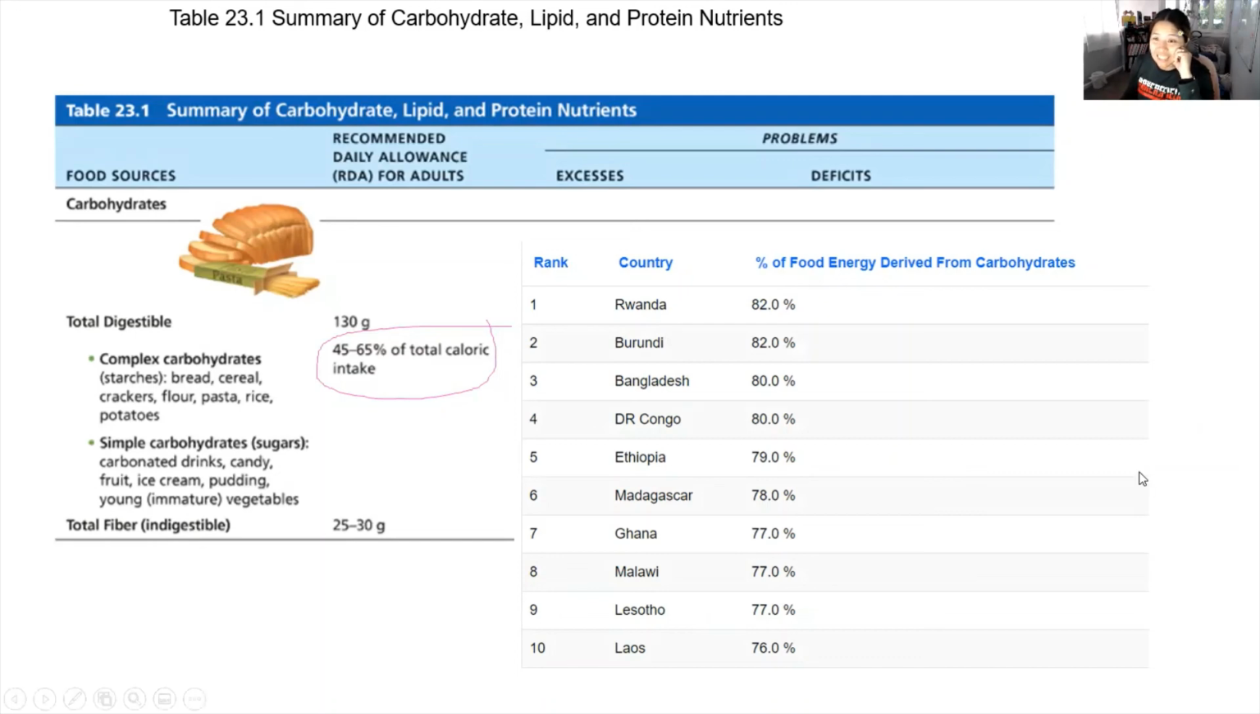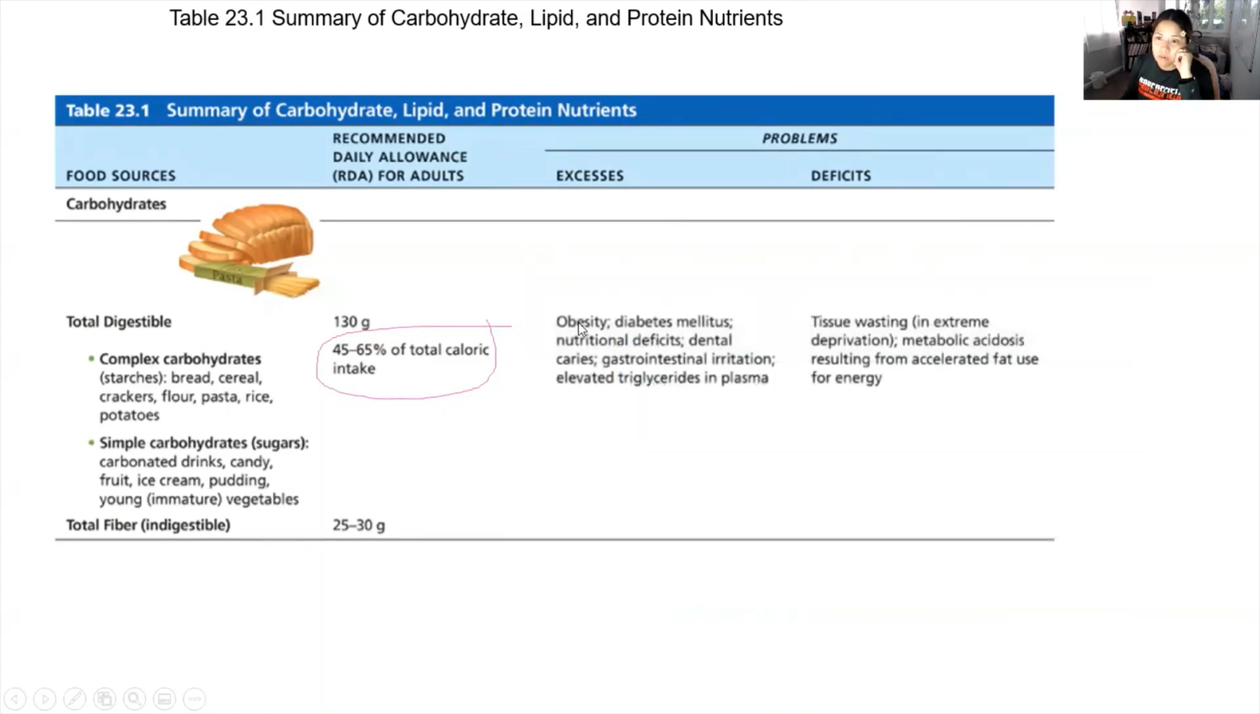So they are going to be lacking in protein, maybe lacking in fats, just because so much of their diet is coming from carbohydrates. If you do have excess carbohydrates, you are at risk for things like obesity, diabetes mellitus, which you guys just did a critical thinking assignment on, and nutritional deficits. So if you're getting all your nutrients from carbs, okay, all your food is carbs, you're going to be lacking in those proteins, fats, vitamins, and minerals. You're more prone to dental caries, so cavities, gastrointestinal irritation, and then elevated fats or triglycerides in your blood plasma.